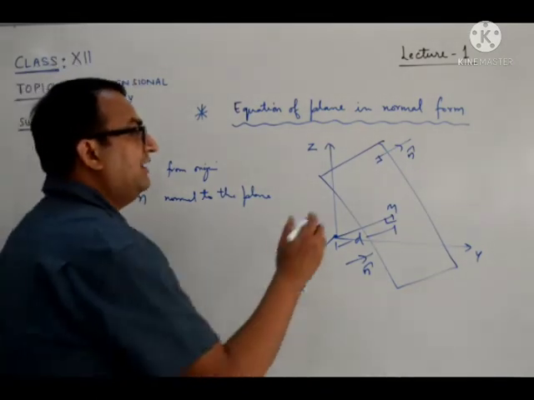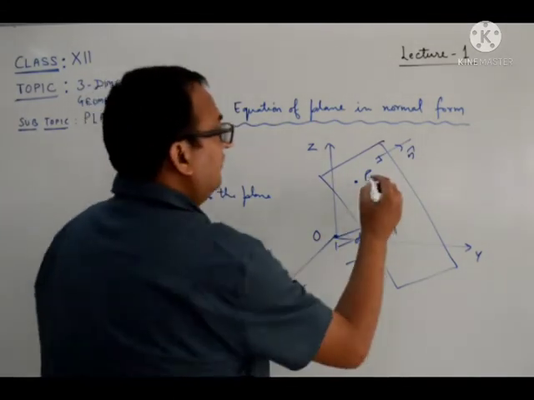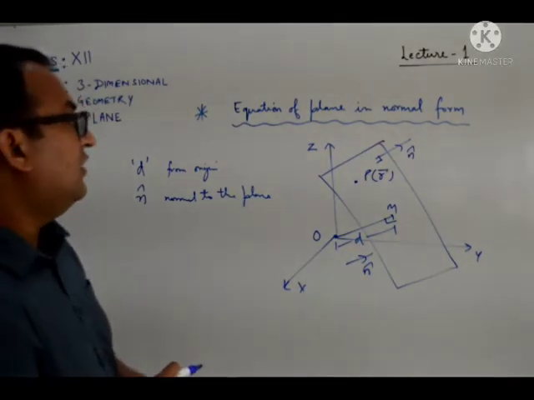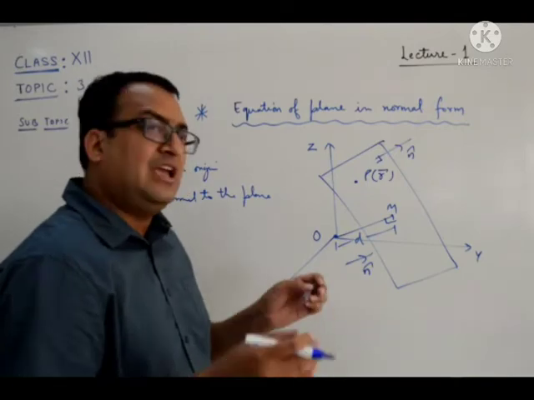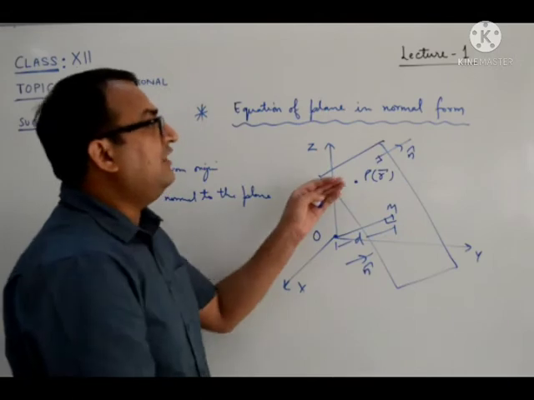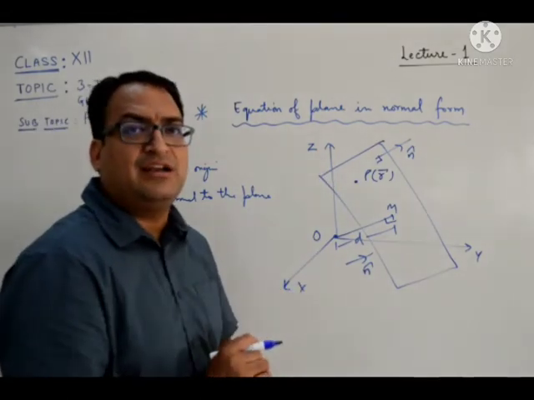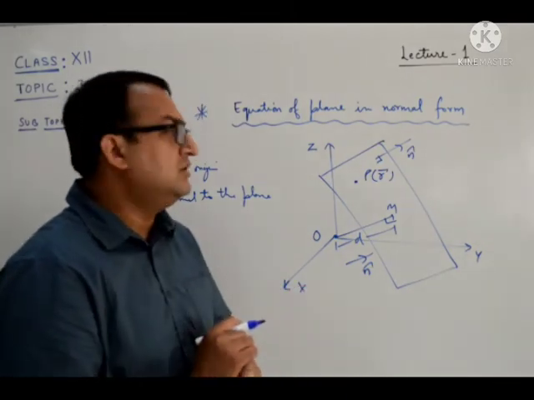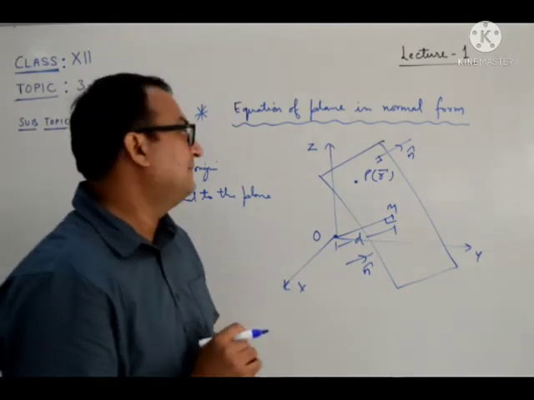For finding the equation of the plane, consider an arbitrary point P, any point P on the plane with position vector r vector. Now, like we did in the other form of the equation of a plane, we will find a vector which lies on the plane, and we have a vector which is normal to the plane, and we will be using the condition of perpendicularity, that when two vectors are perpendicular, their dot product is equal to 0. That will help us find the equation of such a plane.